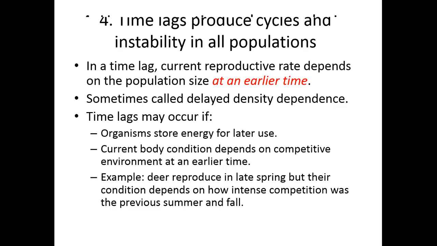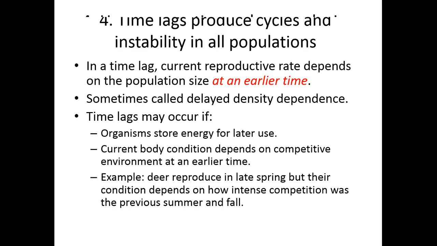If 6 months prior they were fattening up and storing energy, then what's really important is how competitive conditions were 6 months prior. And they may be able to reproduce way more currently than you might expect, given the density of the population now. Okay, so prior competitive environments can really strongly influence what's going on currently. And unless you know what happened 6 or 8 months before or 2 years before, you may not be able to model this population adequately.